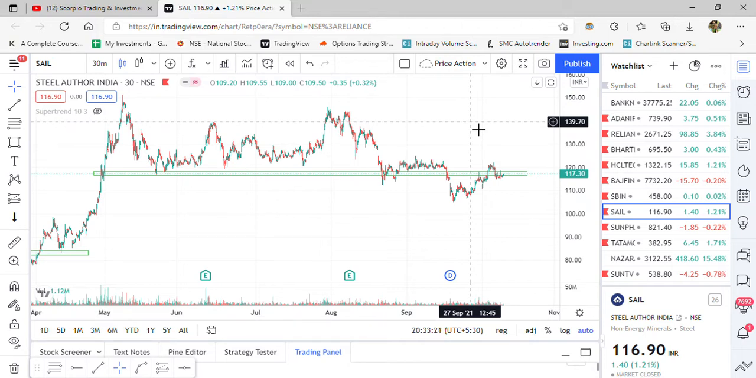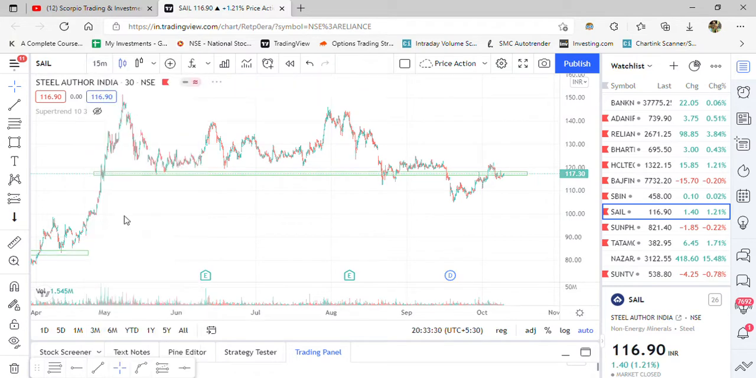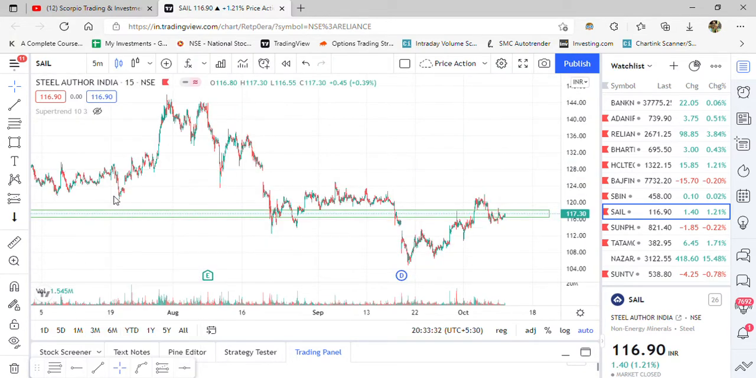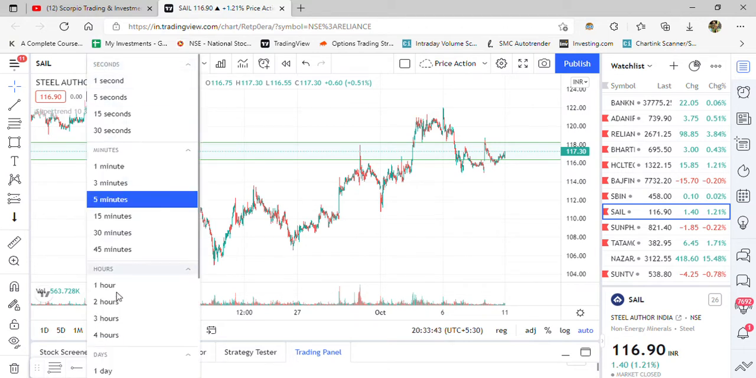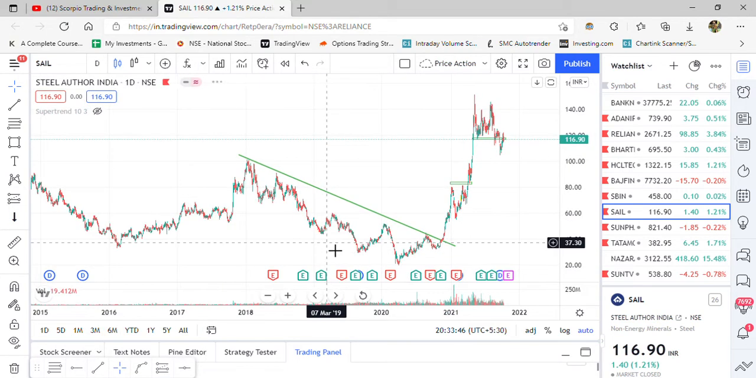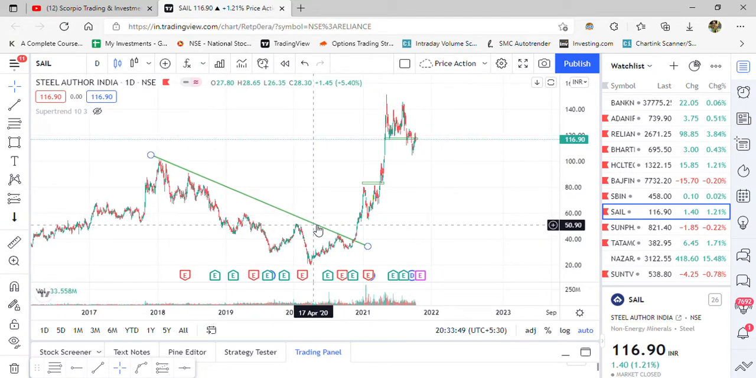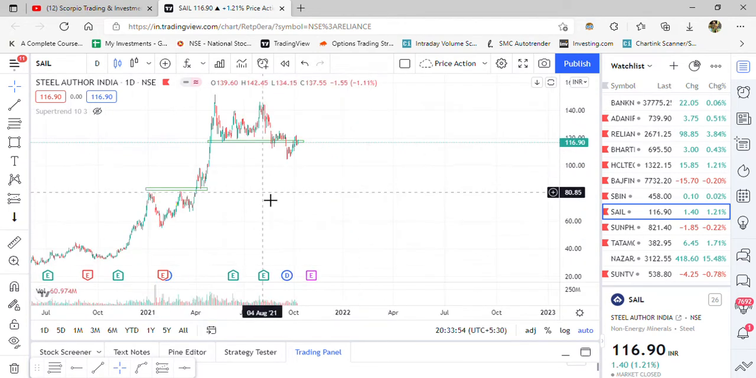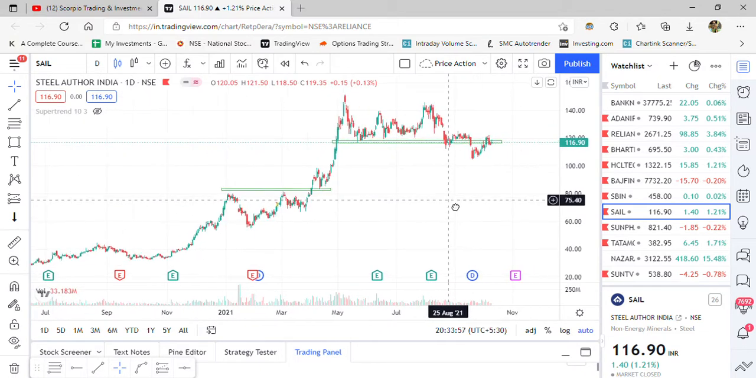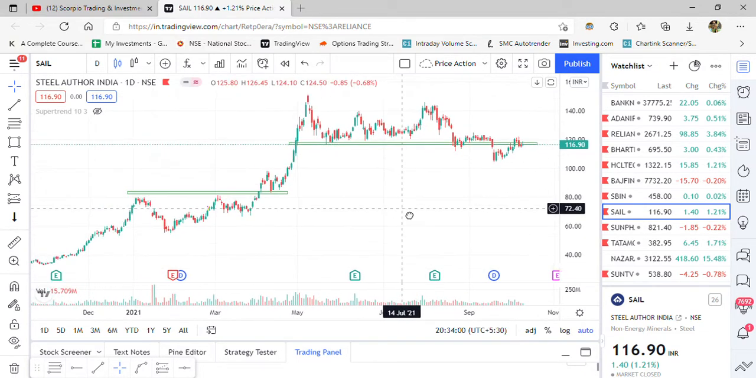Now, for a trader, we should only look at the time frames of 30 minutes, 15 minutes, 5 minutes, which is a shorter time frame. But if you are taking an investment decision and want to see how the stock is performing, you should go on a daily chart. It gives a long term idea. See, this is long term support of this stock. See how it is respecting this.